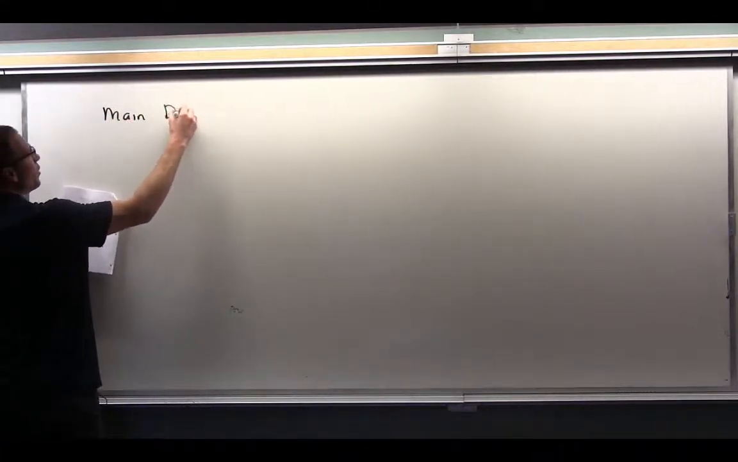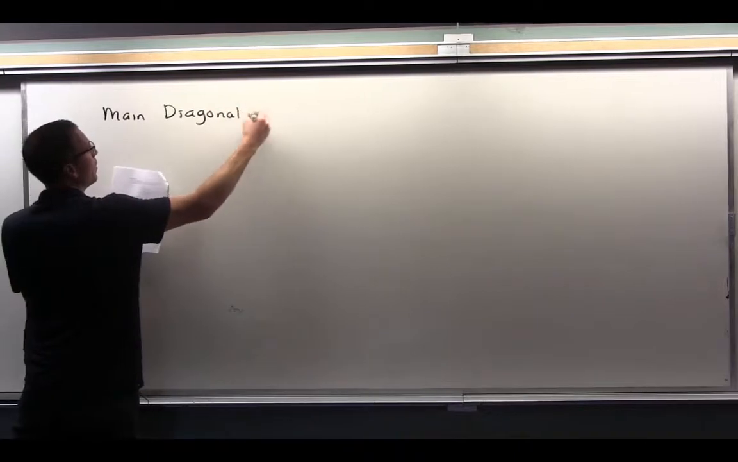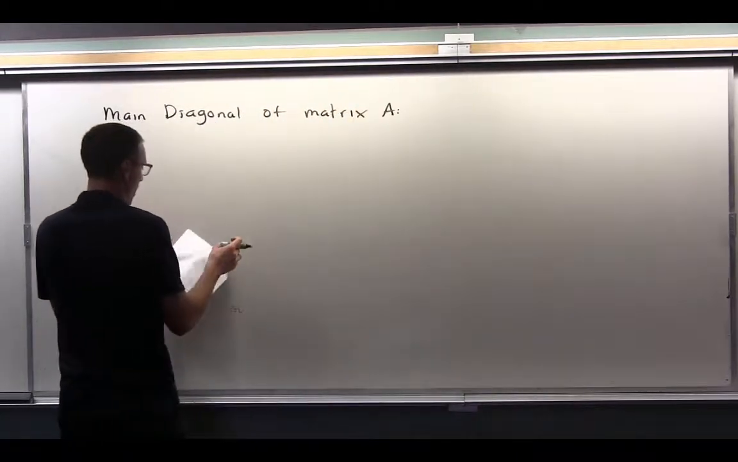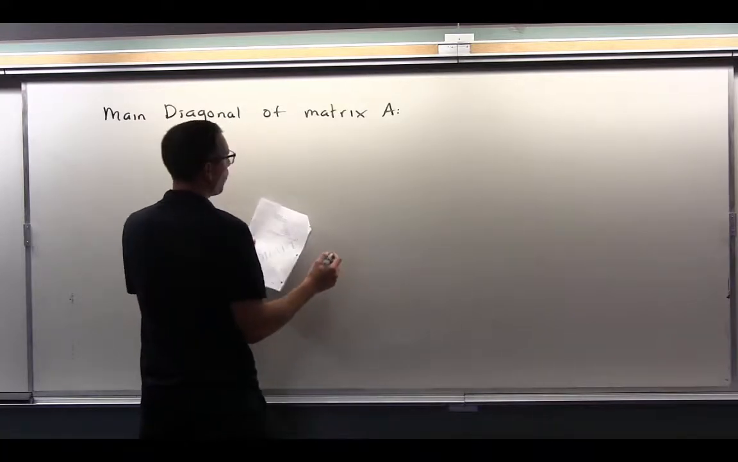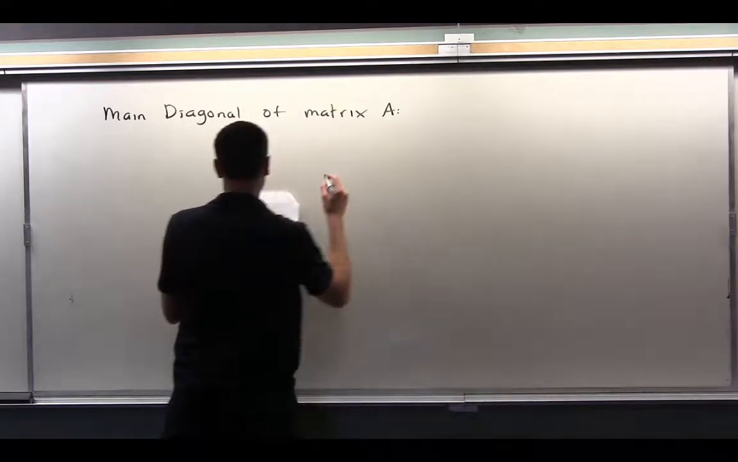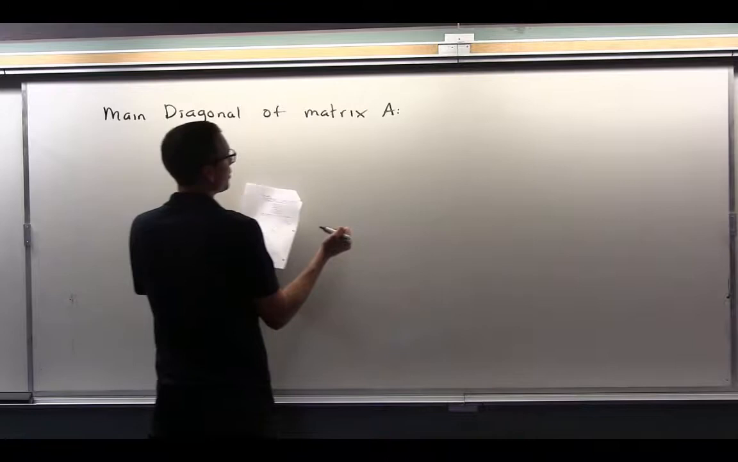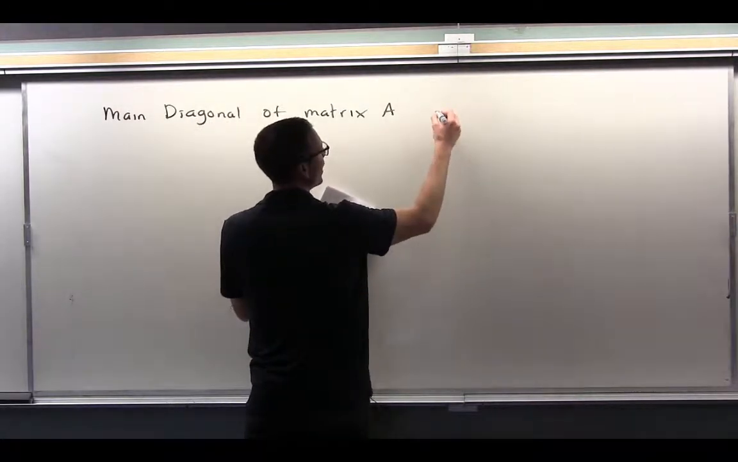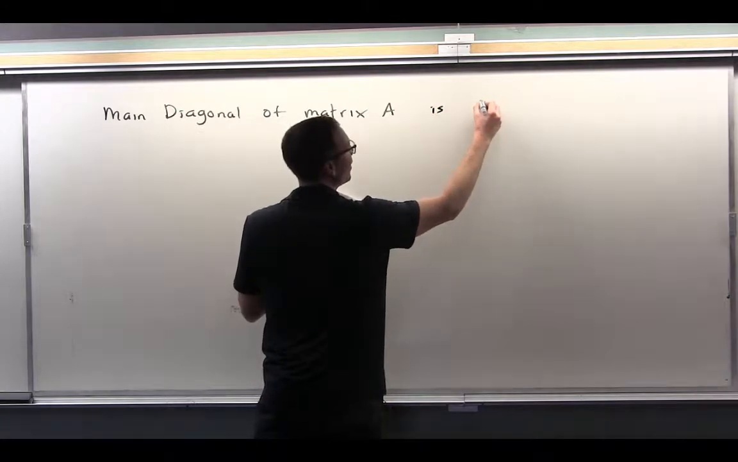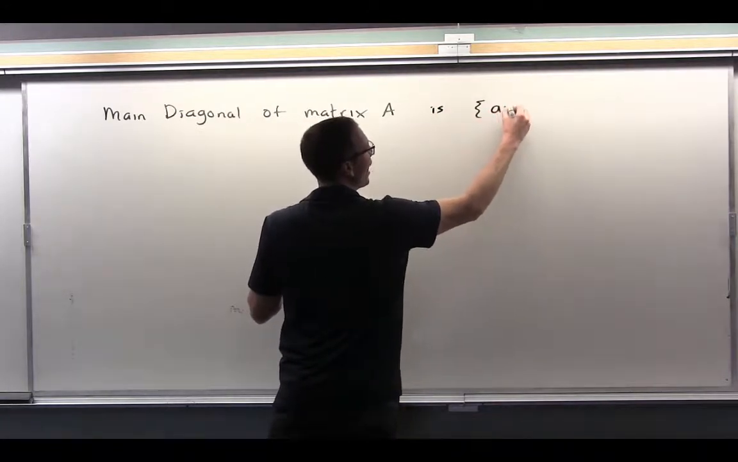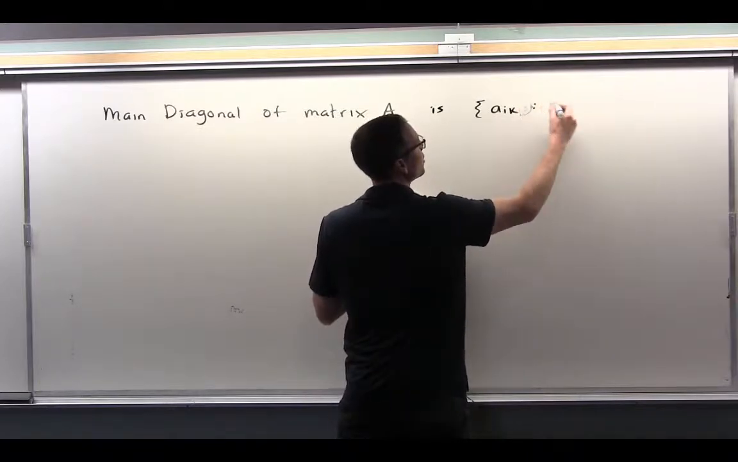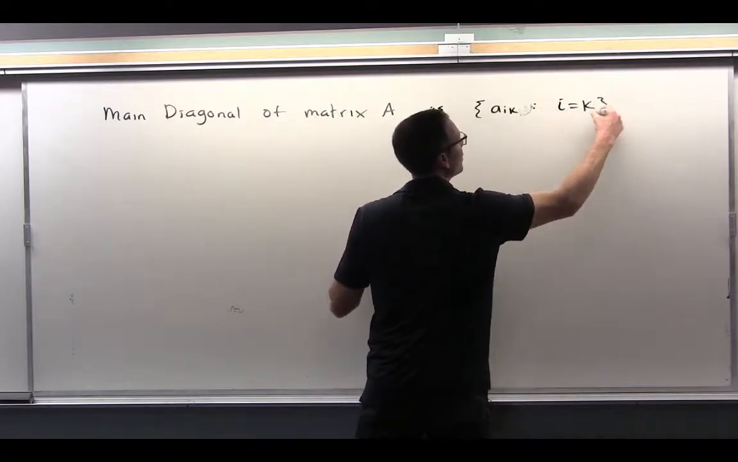So what I want to do is define something called the main diagonal of the matrix. Could you guess what the main diagonal of matrix A is? We just said it. It's the set of all a_ik such that what is true? Such that i is equal to k.